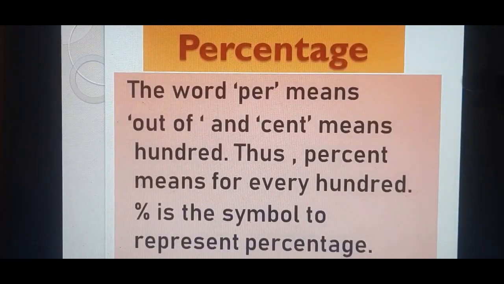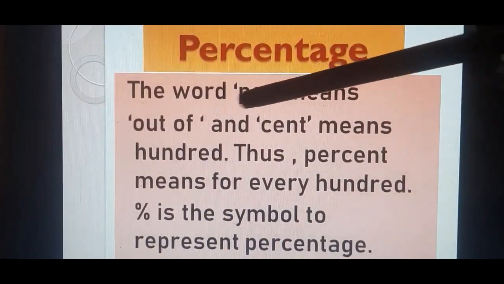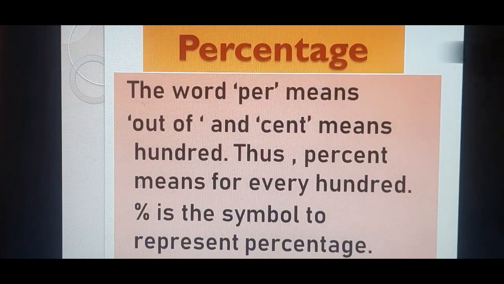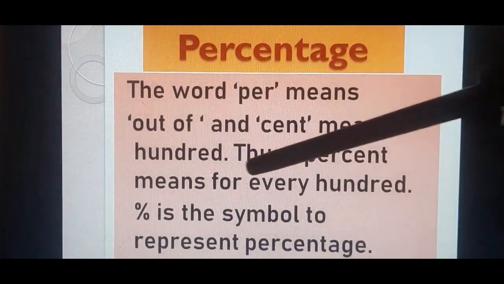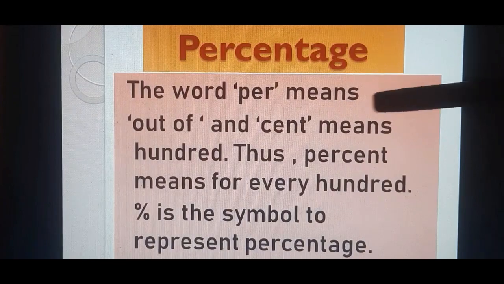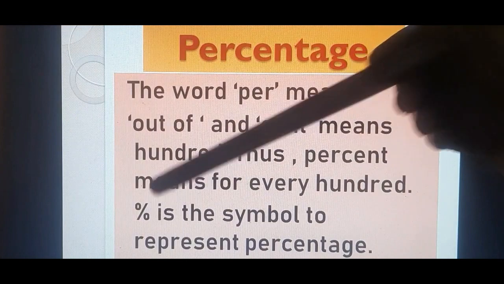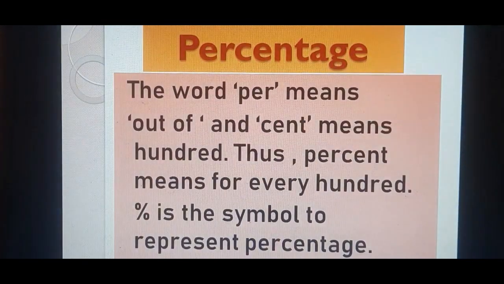Let's start with our first topic, percentage. The word per means out of and cent means 100. Thus percent means for every 100. As you know that this is the symbol of percent. Percent means per 100 or every 100, हर 100 के ऊपर. Understood?